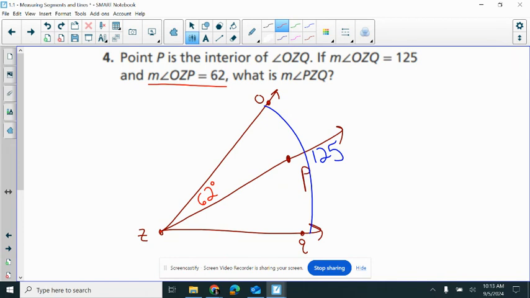What we're trying to figure out is the measure of angle PZQ. So PZQ is the bottom angle. You want to add something just so you know what you're trying to find. After we draw the picture, then you analyze how you would solve this. If I know that both angles together are 125 and the top one is 62, then in order to figure out the missing piece, I'd have to subtract. So 125 minus 62 would be 63 degrees. The picture makes it a lot easier to solve than just trying to read through that, and it would be very confusing if I didn't have a picture.